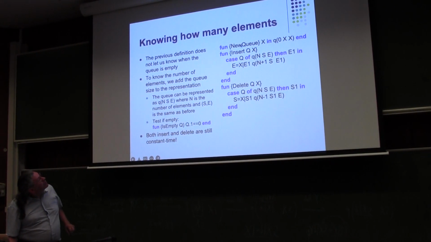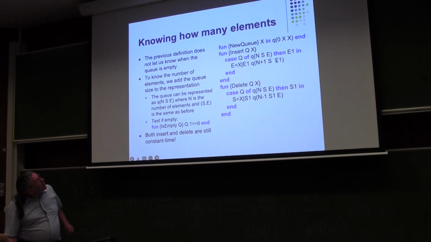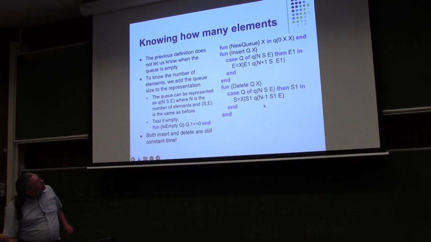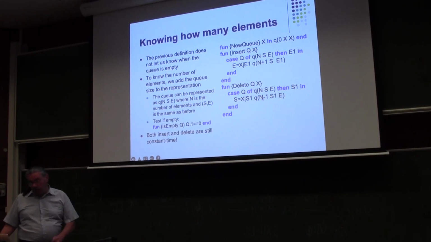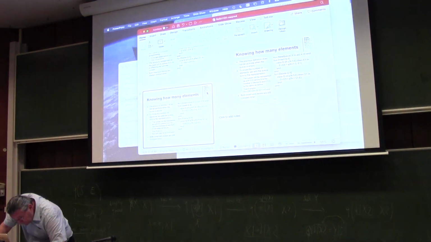So then our q looks like this. The new q will be 0xx. The insert will do like before, except the n will become n plus 1. And the delete, the n will become n minus 1. Okay. This one, I want to show you the execution of this.